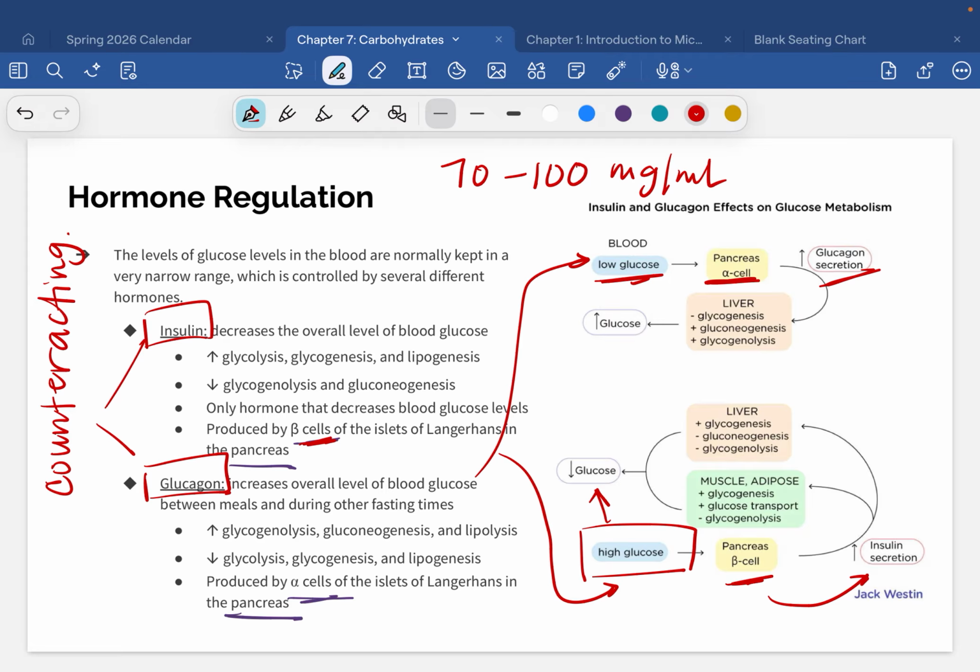Okay, so those are the two major hormones of blood glucose regulation, insulin and glucagon. Now the next slide is going to show you some other ones. They're kind of lesser ones, and all of these we're going to talk about as we go through the rest of the class, because we are going to talk about these hormones when we get to their own systems.